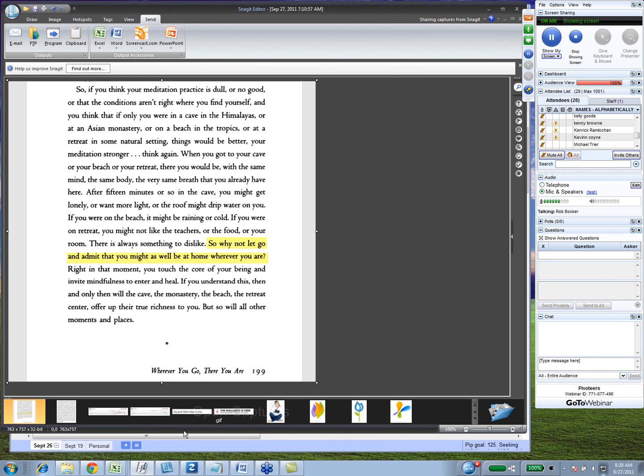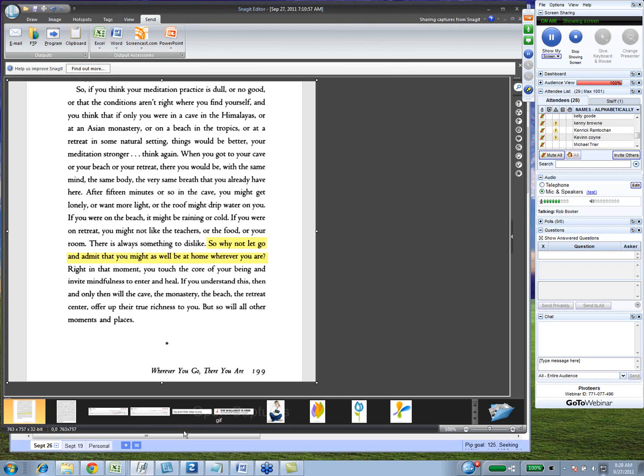When you go to your cave or your beach or your retreat, there you would be, with the same mind, the same body, the very same breath that you already have here. If you change your system or you alter it or you start playing around with endless tinkering, you're still going to be at the controls.